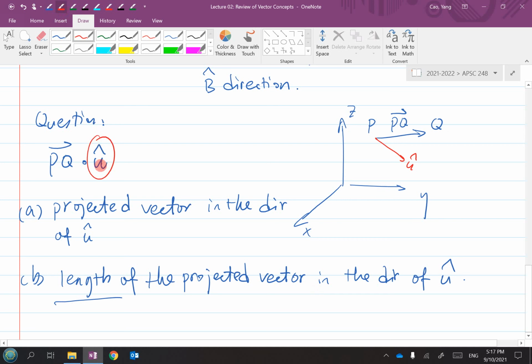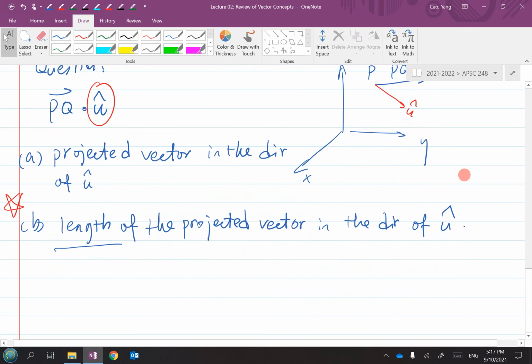Only when this is a unit vector, you can make a conclusion here. All good? We'll see where we can use this shortly in next week's lecture. This is basically an application of the dot product. Any questions so far? Yes.